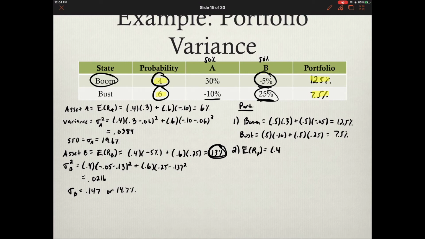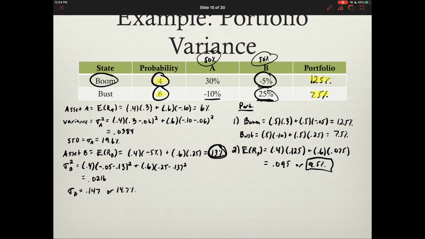There is a 40% probability of a boom economy. In a boom economy, the portfolio returns 12.5%. And then we add to that the probability of a bust economy multiplied by the portfolio return in that economic condition. And we get an expected return of the portfolio as a whole of 0.095 or 9.5%. So this is the same thing that we did with an individual security. We just had to first identify what the portfolio returns are based on our portfolio weights in the individual securities.